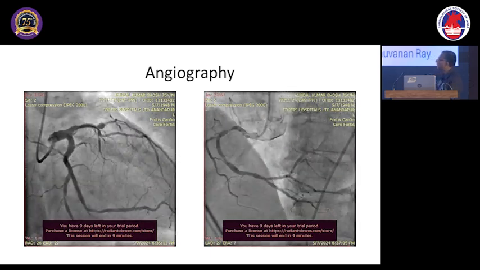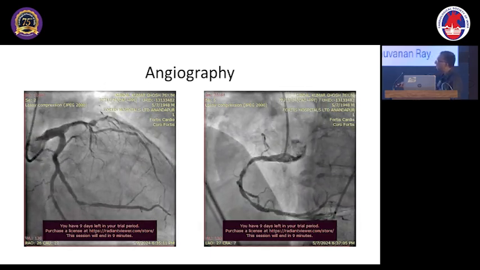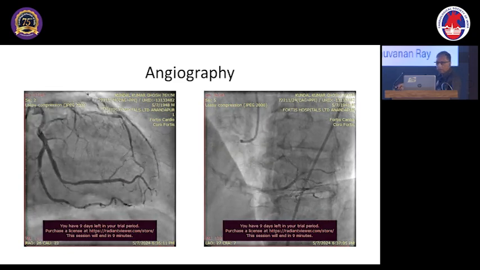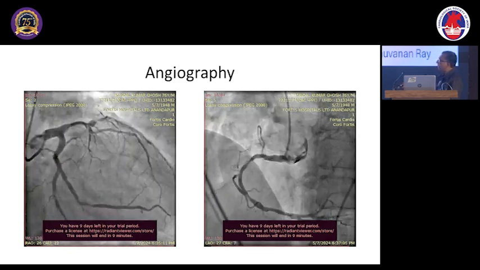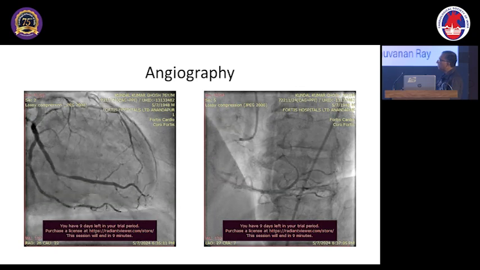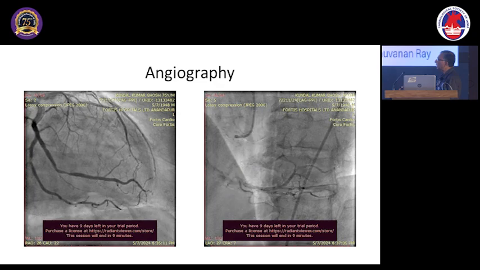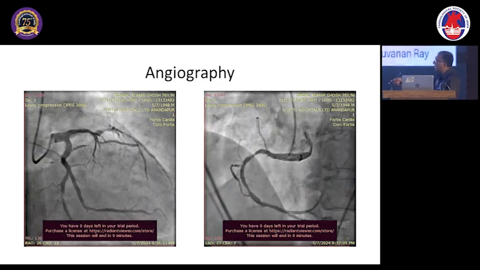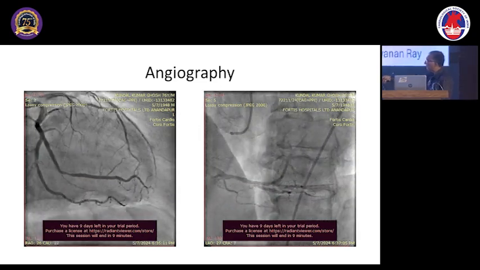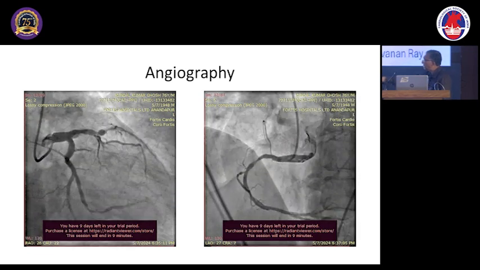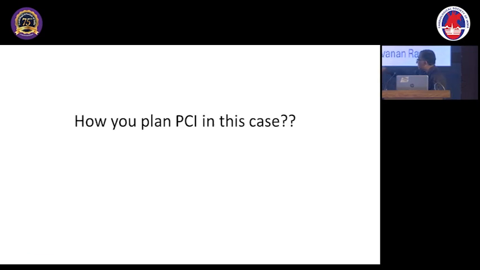So, if you look at this, you see this. This is the false lumen. And this false lumen and true lumen, somewhere it is mixed. And this is the area which is, you can see this area. This is the branch which is supplying this area perhaps. This area.